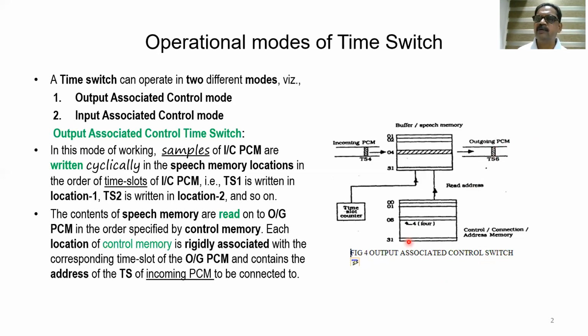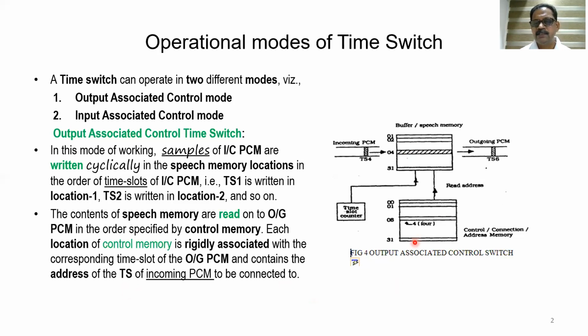So the control memory directs us to take the information from memory location 4 to the outgoing PCM time slot 6. This is how the time slot interchange takes place. We will go through the contents one after the other. Each location of the control memory is rigidly associated with the corresponding time slot of the outgoing PCM and contains the address of the time slot of incoming PCM to be connected.